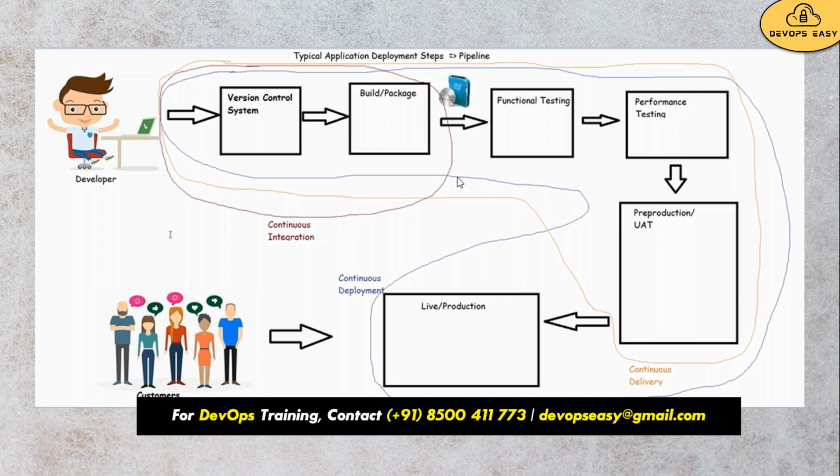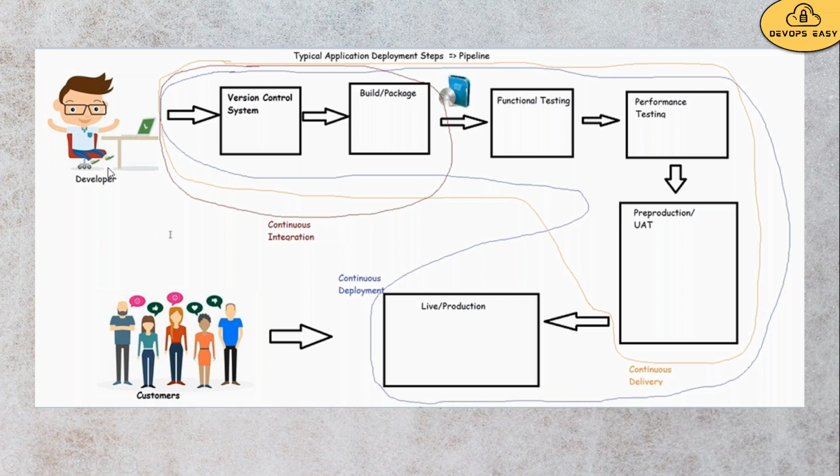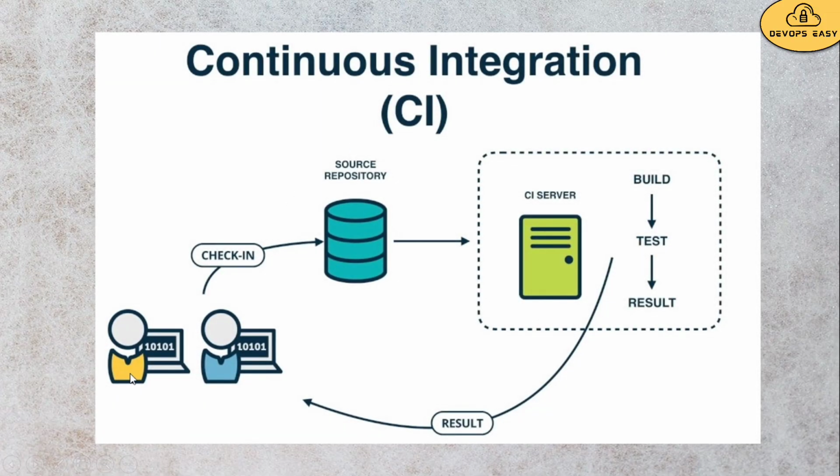And only these two boxes will be called continuous integration. Developer will commit the code, and after that we will just create a package. If you see here, developer will write a code and they will keep it in a repository.